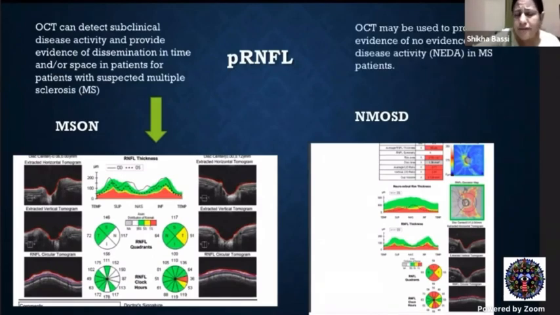Now, if you have been monitoring the patient of optic neuritis with OCT and you find that the patient has stable RNFL thickness over a period of time, then it can be taken as an evidence of NEDA, that is, no evidence of disease activity. That is a criteria in MS patients. So these are the tools used. So these are the points which can be used by the neurologist to use OCT as a tool in the management of these patients.